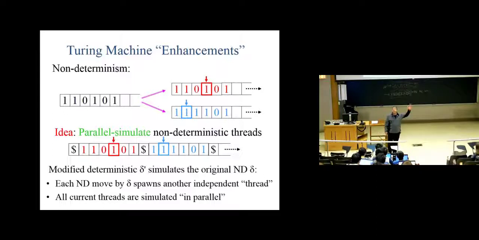Does everyone get all this? Okay, any questions? So it's parallel simulation, basically, showing that non-determinism doesn't buy you any extra power. Now, it's not a trivial observation, because remember, for finite automata, non-determinism didn't buy you any extra power.